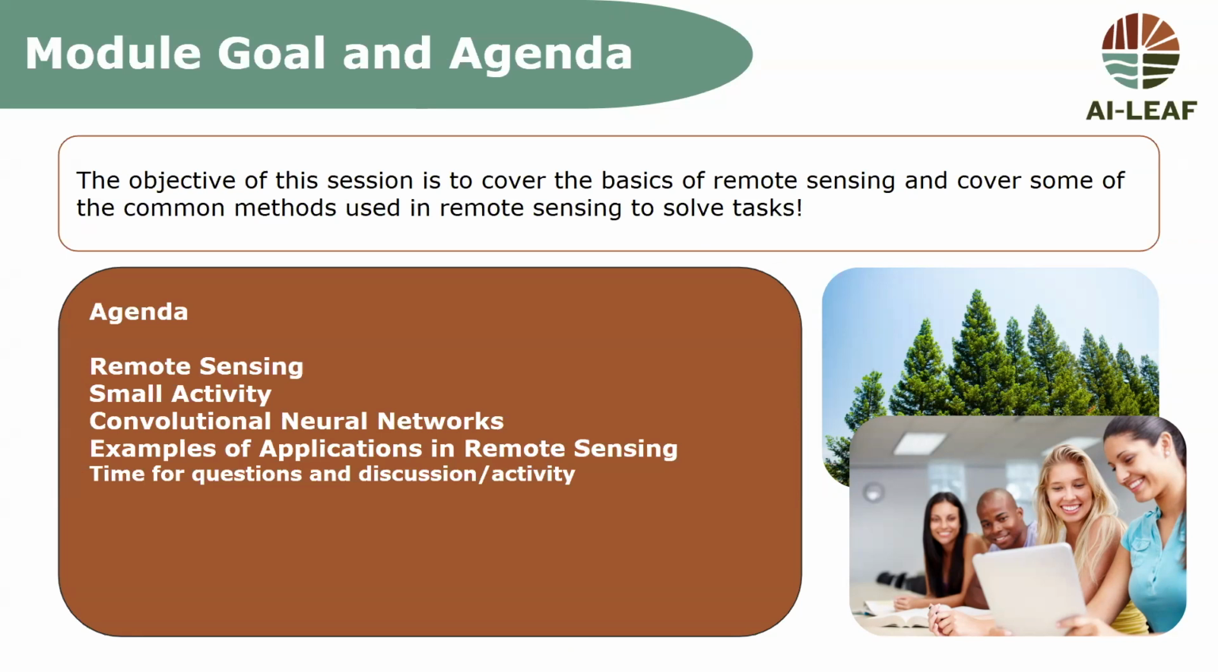And then we're going to talk about one of the main tools which we use to solve remote sensing tasks, which is convolutional neural networks. It's a type of deep learning architecture. And then we'll talk about one specific example of an application in remote sensing. And then we'll have time for discussion and questions.